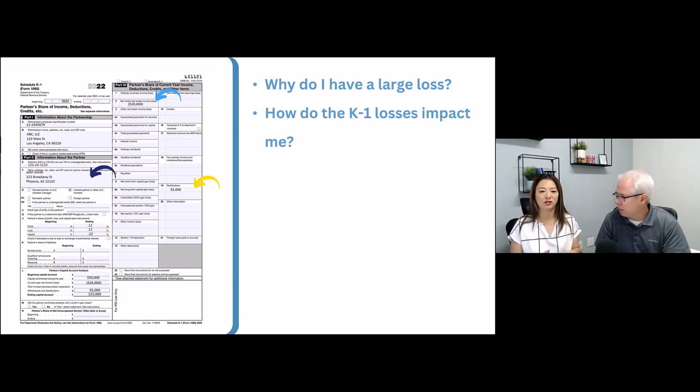But again, the answer to how this impacts me is going to be very different person to person. And that's why it's really important for you to work with your tax advisor to figure out the best way to utilize or preserve these losses. The main benefit is, even if you're not able to use the losses, you do get to carry them forward indefinitely to offset taxes from future passive income.